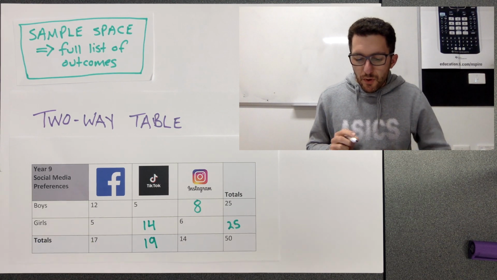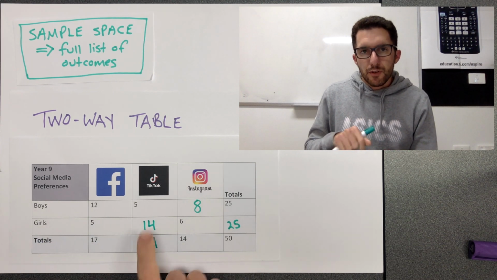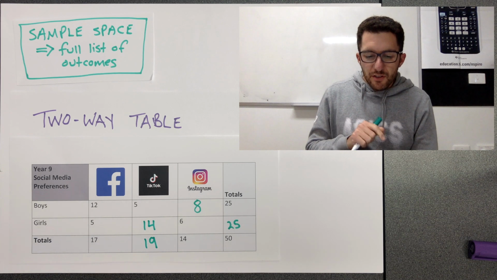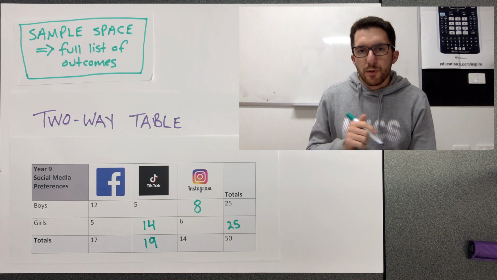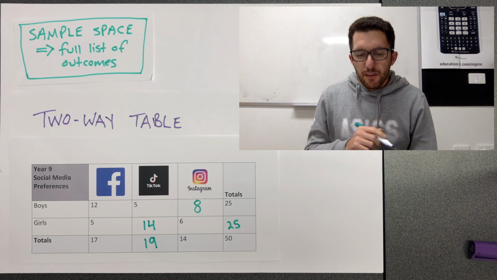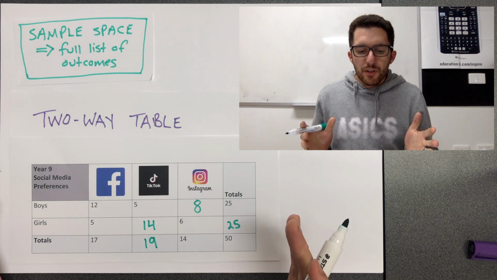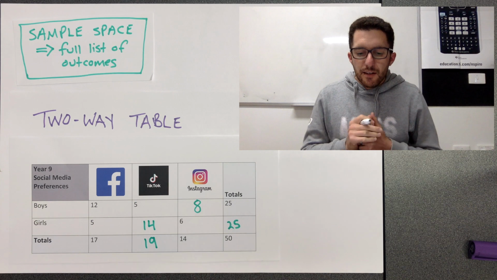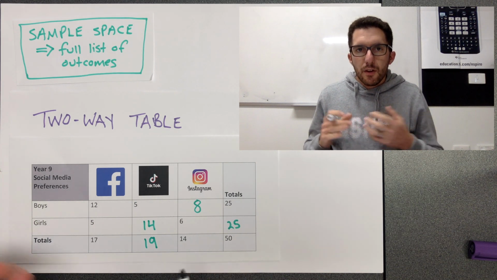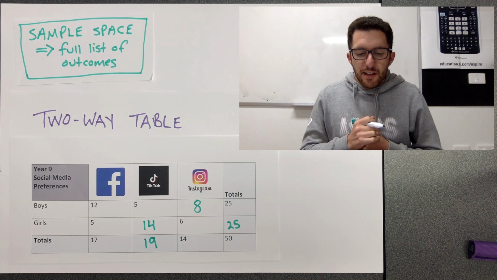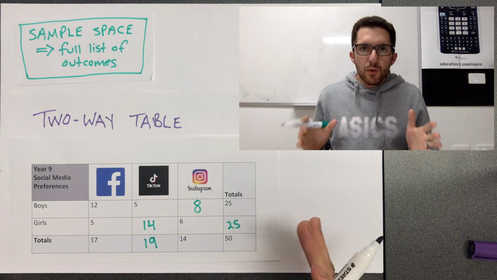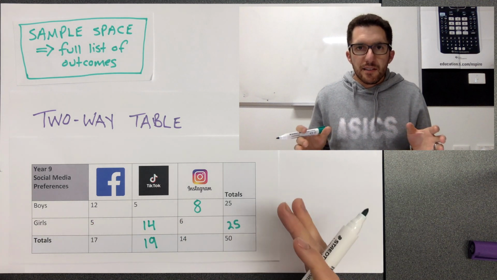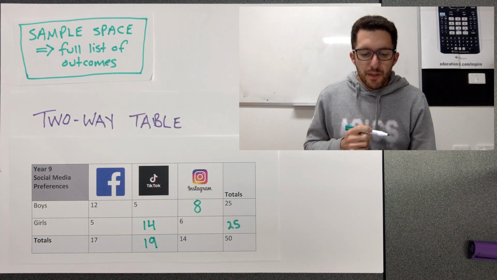So in total, 19 students preferred to use TikTok, 17 students preferred to use Facebook, and 14 preferred to use Instagram. So that's how a two-way table works. It's a visual way of mapping out all of the data so we can then start to do some probability calculations now that we can see all of the outcomes and the likelihood of that outcome happening.